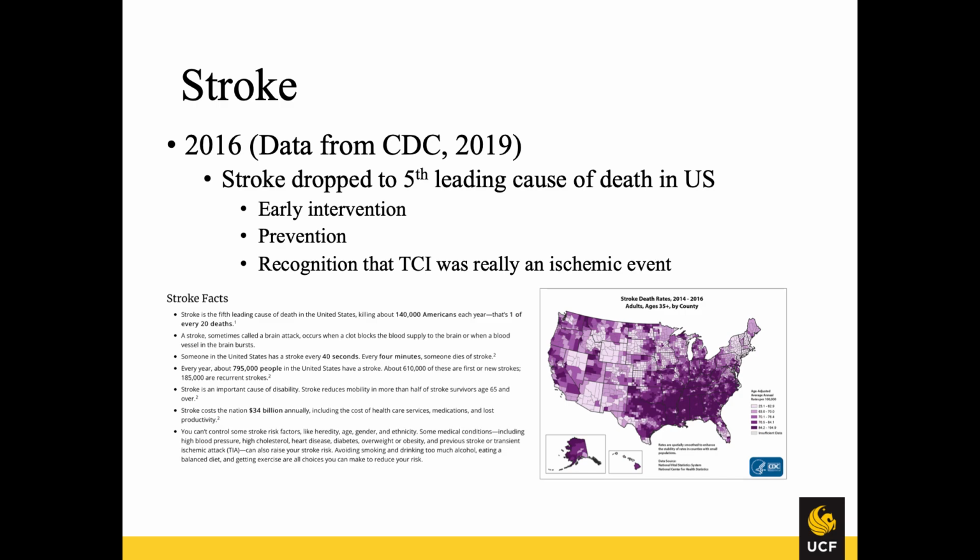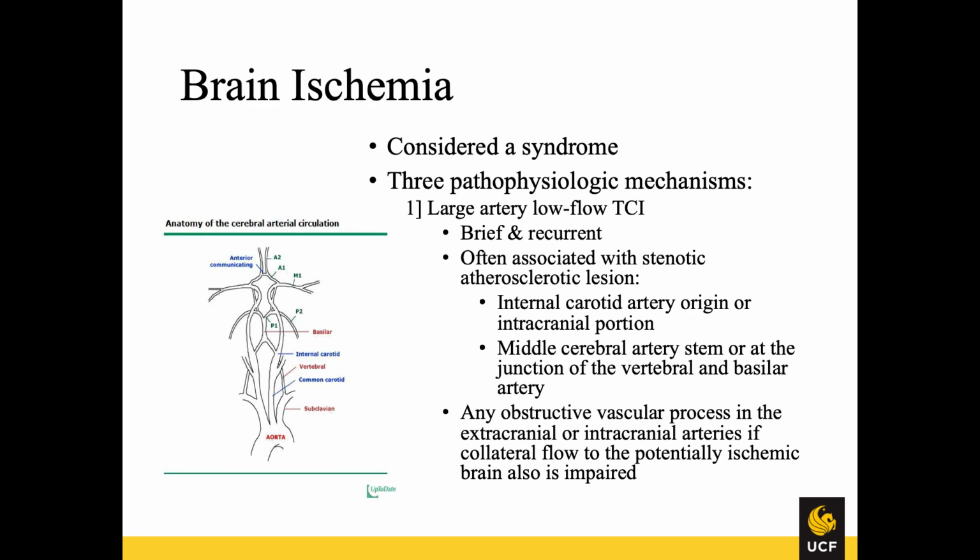Stroke reduces mobility in more than half of stroke survivors age 65 and older. It's about $34 billion in cost to our healthcare system annually. And there are different factors that we're going to talk about, some of them more modifiable than others, but there are certainly some risk factors that we can look at in terms of reducing the risk.